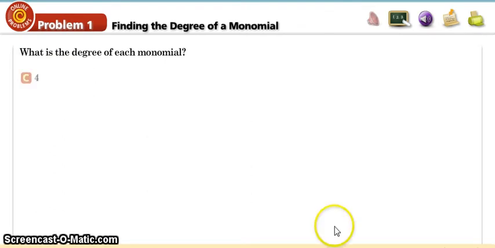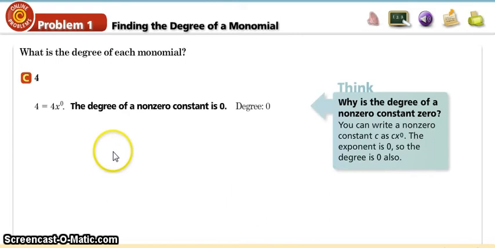All right, so let's look at this example. All we have is a 4. But again, thinking back to the definition of monomial, we can have just a real number or just a variable or the product of a real number and variables. So this is still a monomial. It's just simply a constant. It's 4. All right, so when we talk about the degree being the exponent on the variable, there's not one.